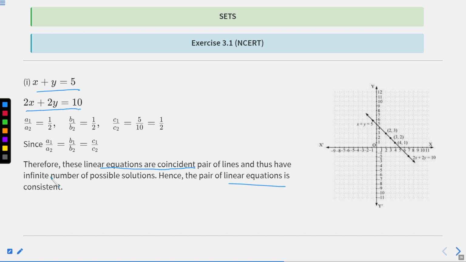If we draw the graph of this line, we get this line. The graph of the equation x plus y equal to 5 is represented by this line. So this is the graph of this pair of linear equations, and here each point is a solution of this pair of linear equations. Now let us move to the next one.